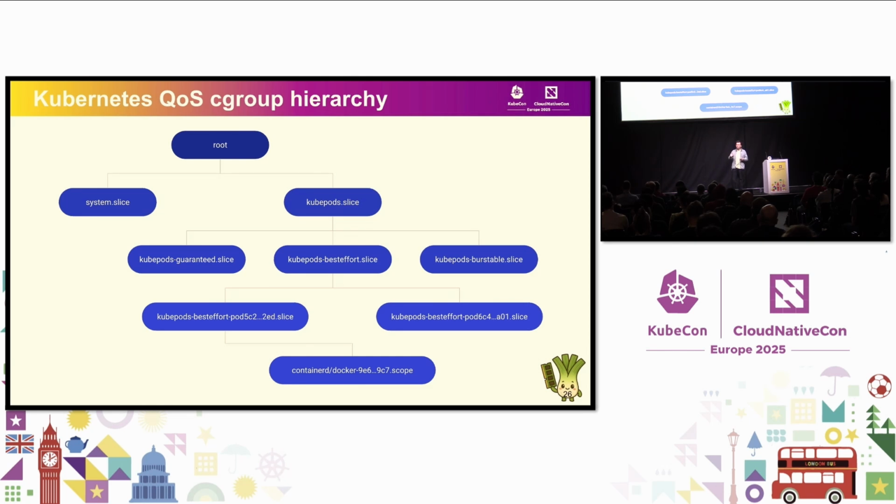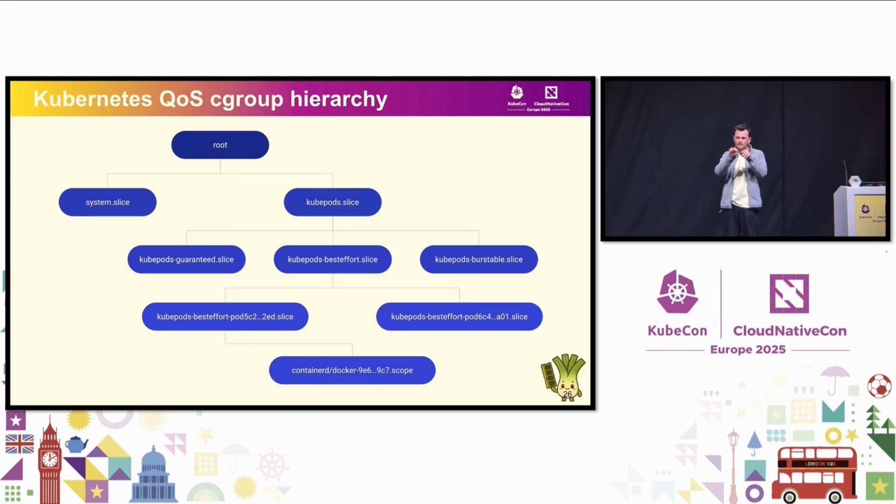And then in the case of Kubernetes, you will have this kubepods slice. And here you can see why I tried to explain the quality of service classes. It's because they will manifest themselves as categories in the kubepods slice. So you will have the guaranteed, best effort, and burstable slices. And in each of these slices, you will find all your pods. I picked best effort in my case, and I put 2 pods.